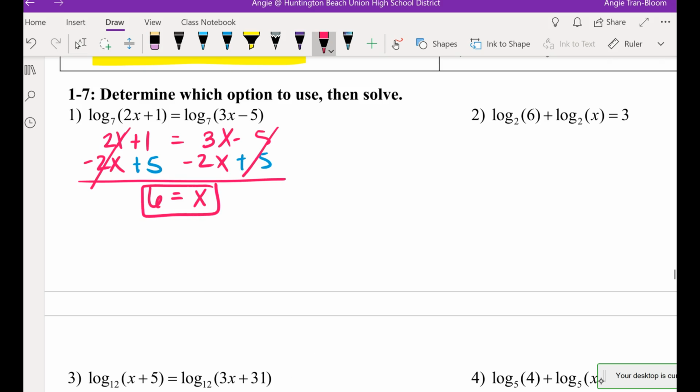Right. Number 2, log base 2 of 6 plus log base 2 of x equals 3, without a log on the right. What are you going to do? Not yet. I cannot write an exponential if there are multiple logs in the equation. Condense it first. Let's condense the left side. How do we condense the left side?